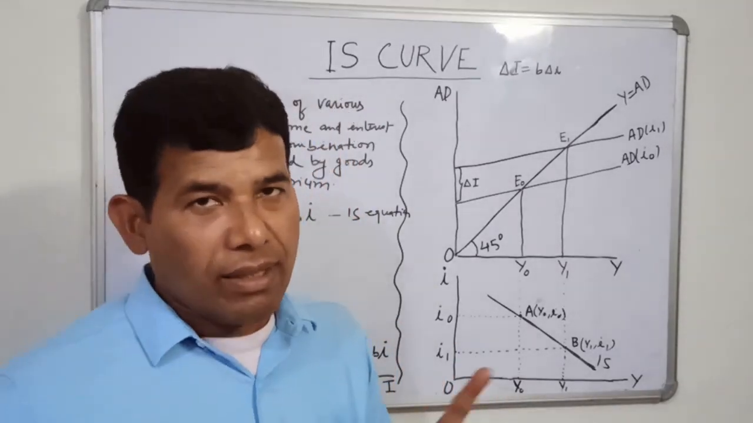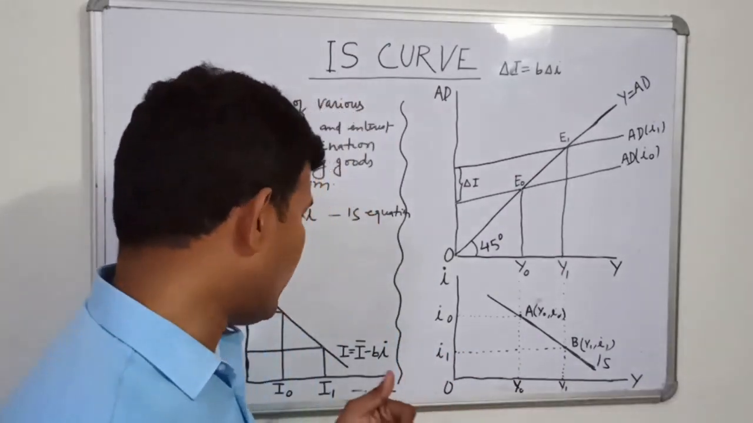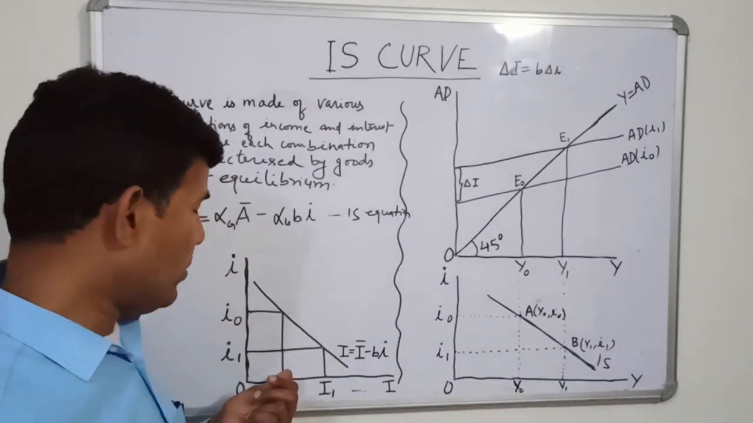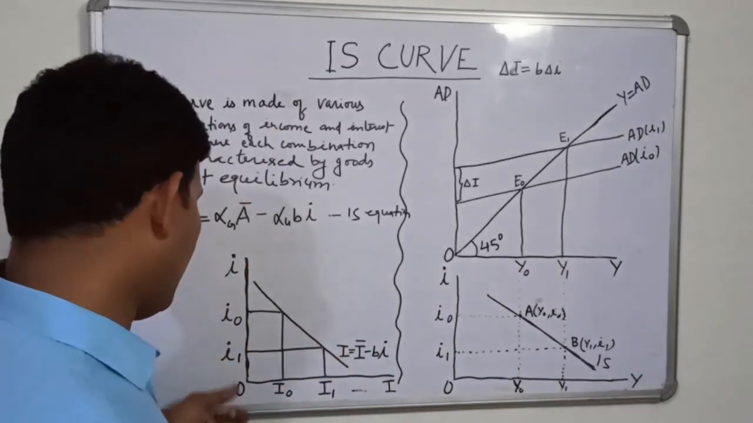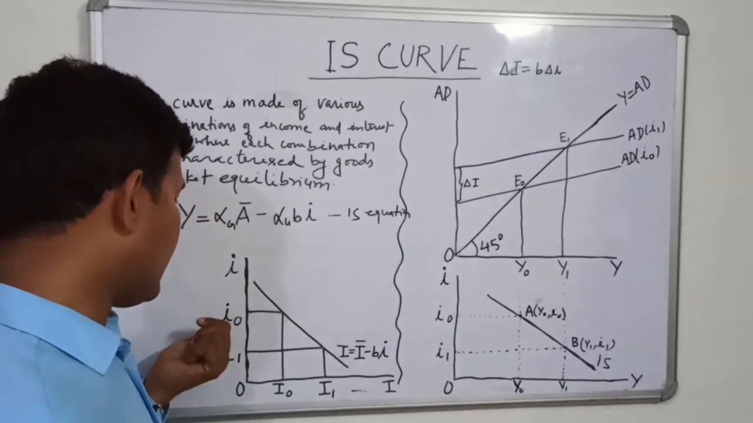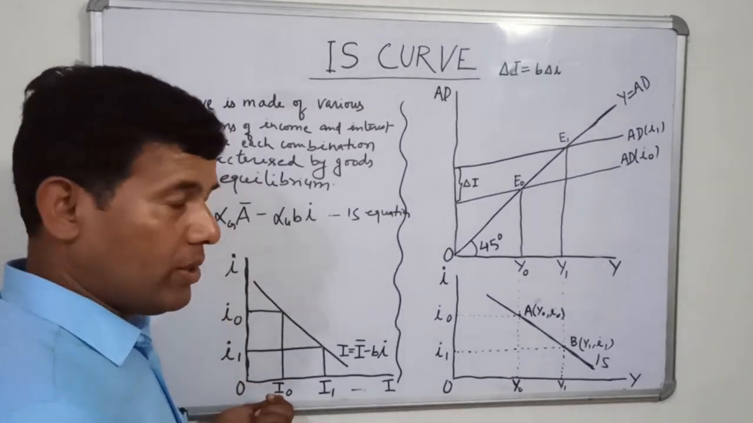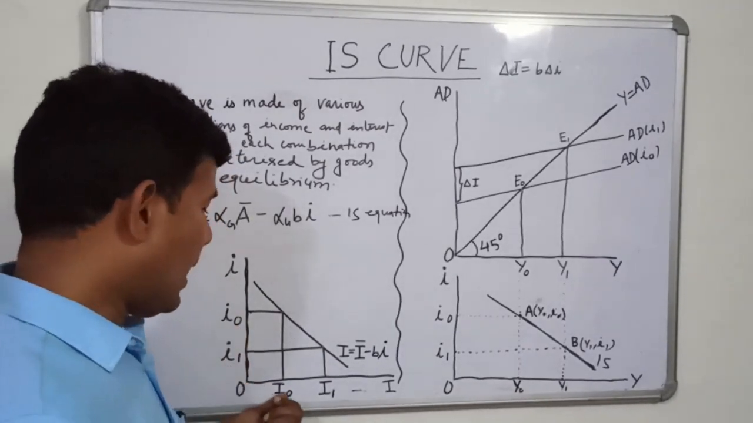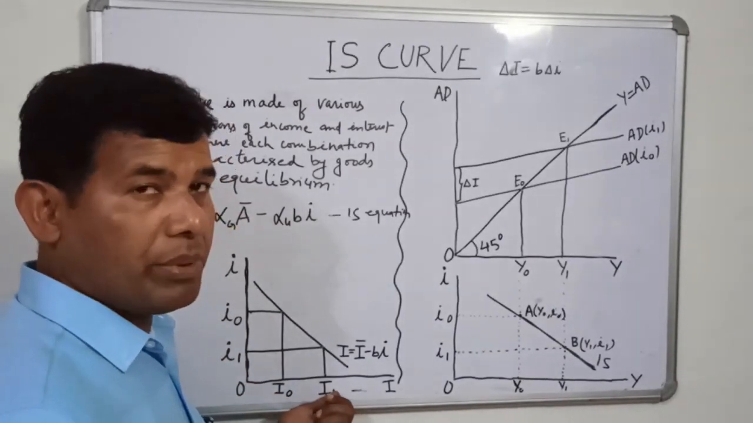So that inverse relationship between investment and interest rate has been shown here in this diagram. It's a ready-made diagram for you. I am not drawing it to save time. So see, what are we getting? If the interest rate is I naught, investment is capital I naught. When the interest rate falls from I naught to I1, investment in the economy rises from capital I naught to capital I1.